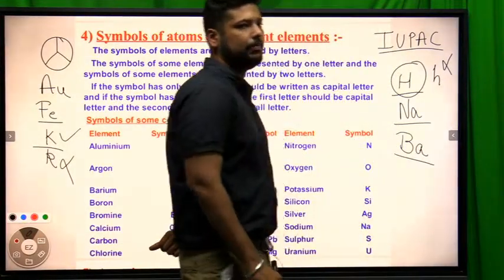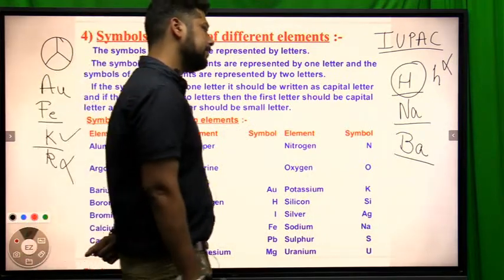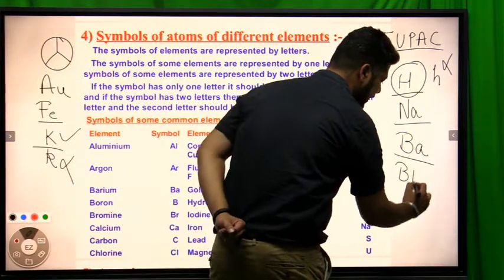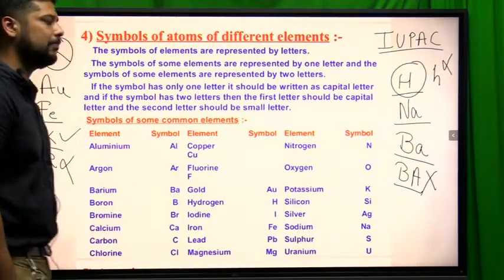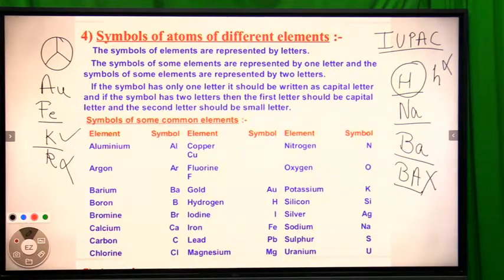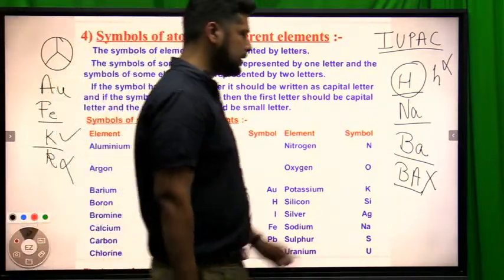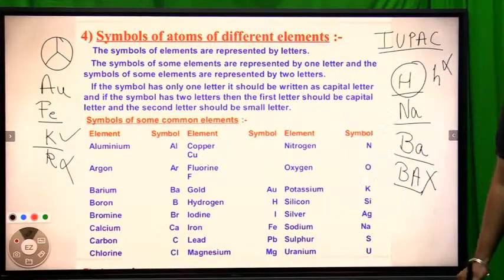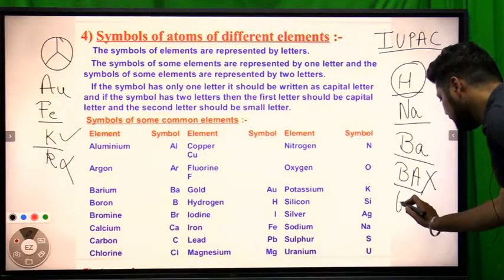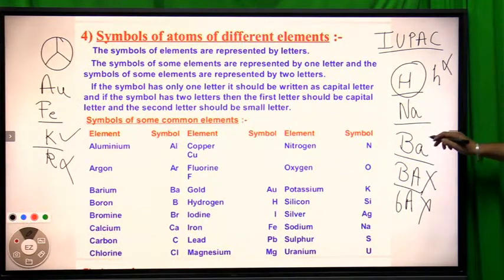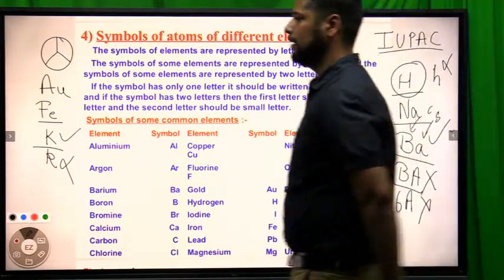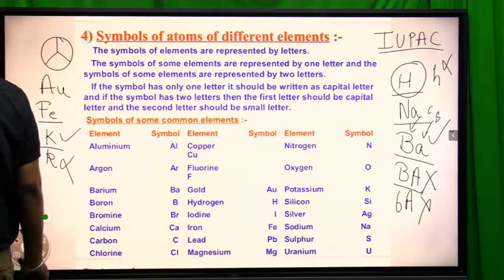This is the correct symbol for representing barium. If I represent barium as capital B and capital A, then it is wrong. We cannot represent the symbol like this. Next, I cannot write the first letter as small and the second letter capital. If I write Ba like this, then this is also wrong. Only this is the correct way. The first letter should be capital, the second letter should be small. This is the correct way of writing an element, of an atom.